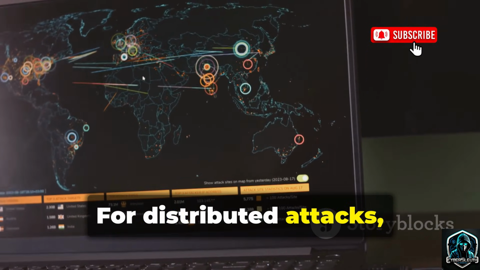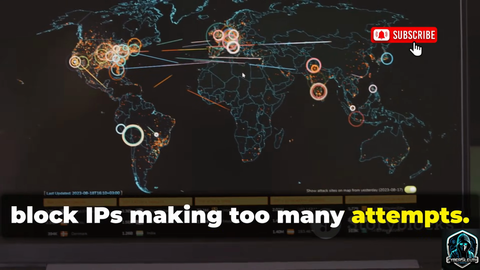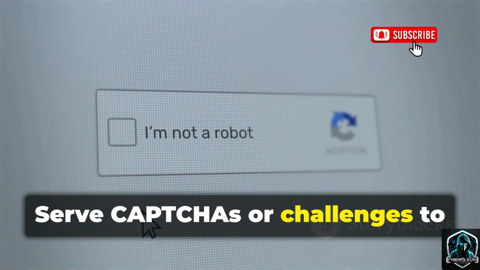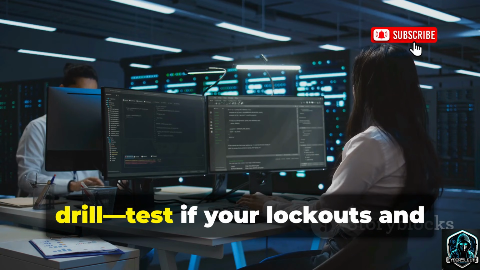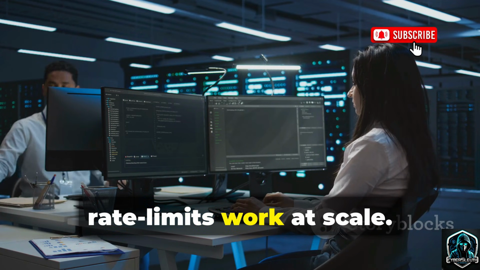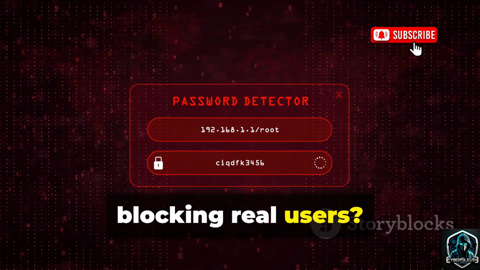For distributed attacks, rate limit at the firewall. Throttle or block IPs making too many attempts. Serve CAPTCHAs or challenges to persistent offenders. This is your authentication fire drill. Test if your lockouts and rate limits work at scale. Can your system handle the load without blocking real users?